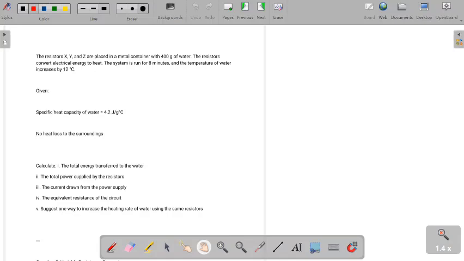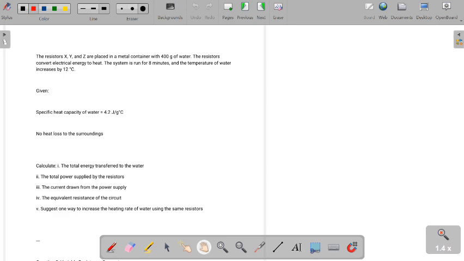We're looking at another problem on electricity, and this one is specifically on power and energy transfer. The resistors X, Y, and Z are placed in a metal container with 400 grams of water. The resistors convert electrical energy to heat. The system is run for 8 minutes and the temperature of the water increases by 12 degrees Celsius. Given the specific heat capacity of water and also no heat loss to the surroundings.